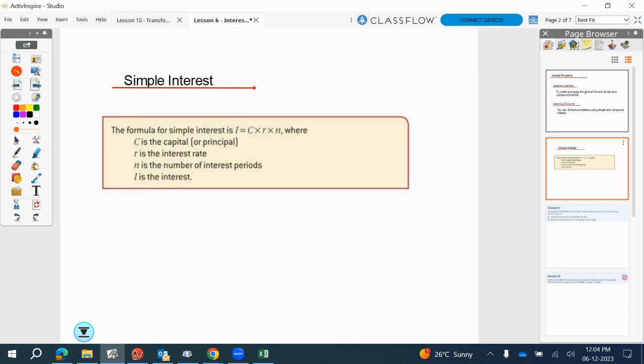Interest rate. Make sure you're familiar with what the letters mean. C for your capital, R for your interest rate, N for the number of interest periods. I like that phrasing. And I for the total interest.